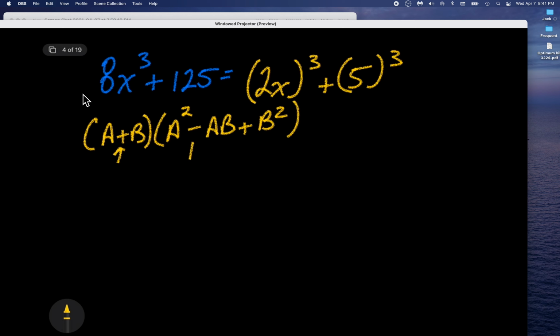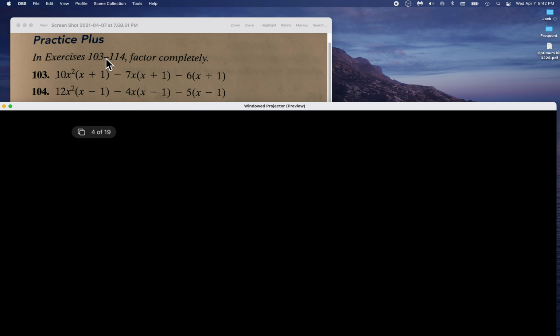Okay, folks, let's move on to a different set of problems. And let's look at some more complex factoring. Okay, let's look at number 104. So we're asked to factor this completely. So what's the first thing you notice? You notice that x minus 1 is a factor of all three of these terms. Okay, remember, terms are separated by plus signs and minus signs. Factors are separated by multiplication signs.